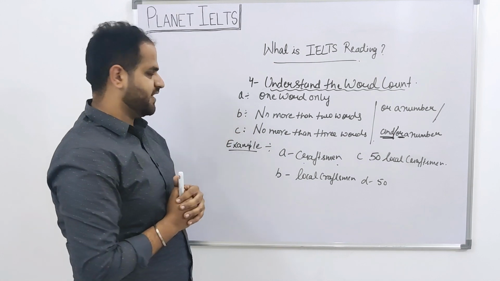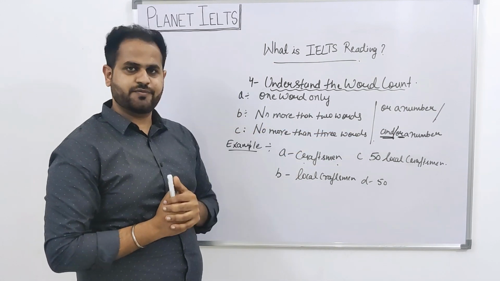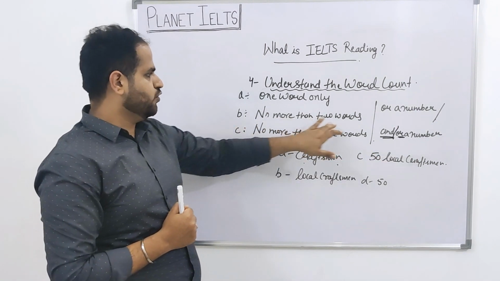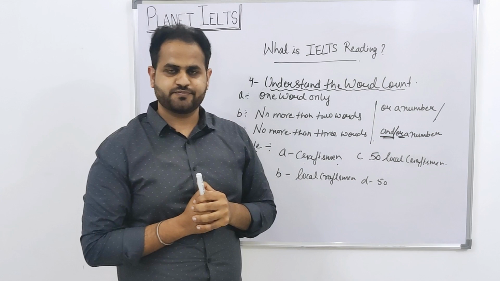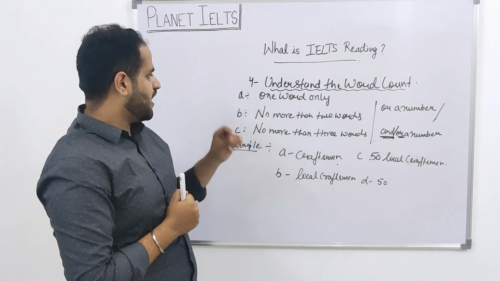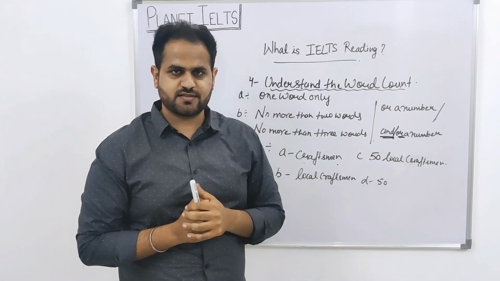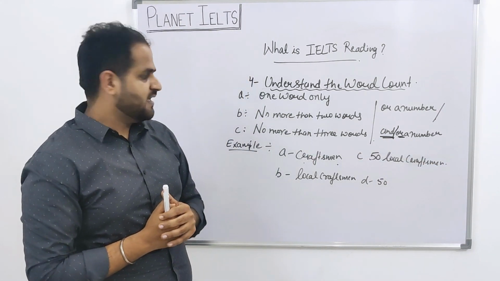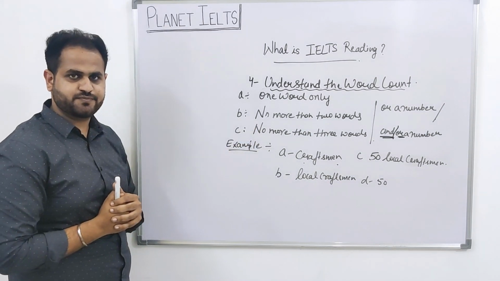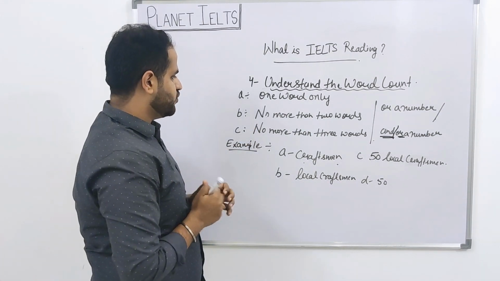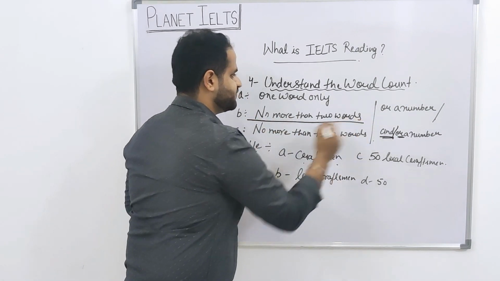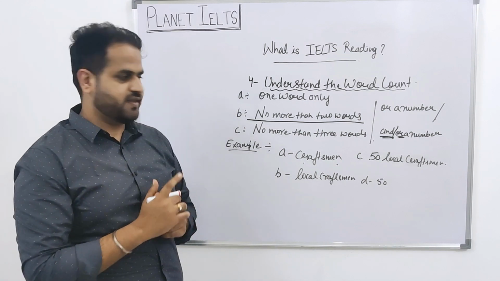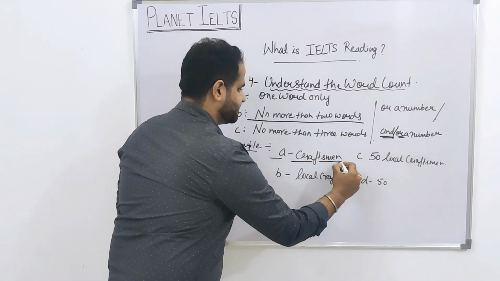Moving on to second, no more than 2 words. If the similar case is written with this, no more than 2 words and or a number, it means that your answer should not be more than 2 words and there can be a number added with it. Let's see this with an example. Supposedly, you are given a question, no more than 2 words. And in that case, your answer could be: craftsman.